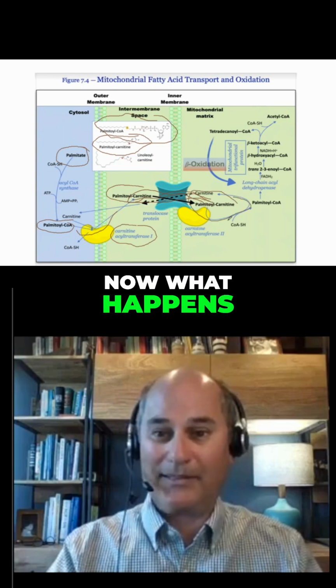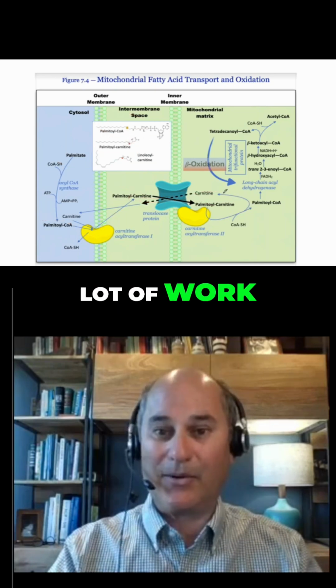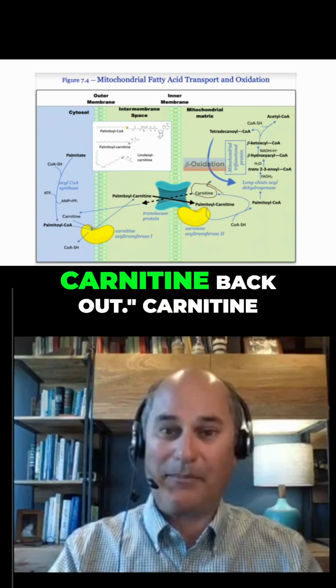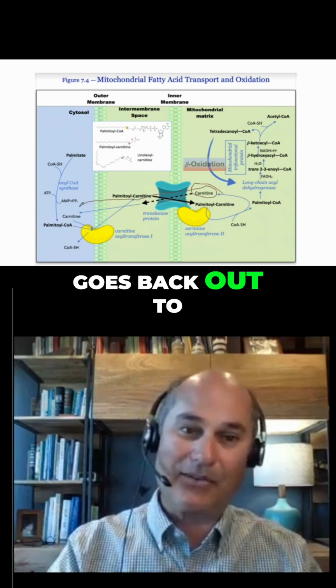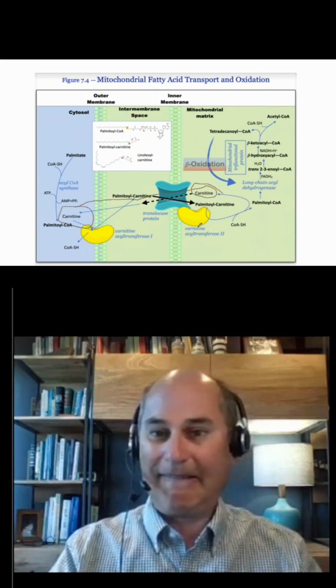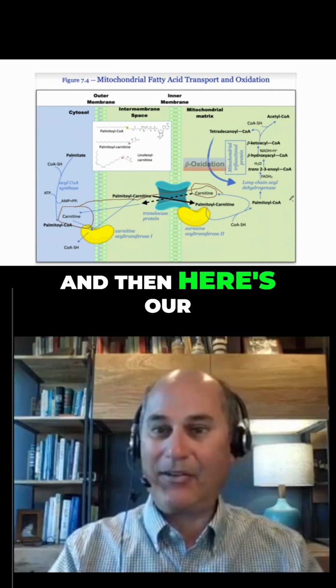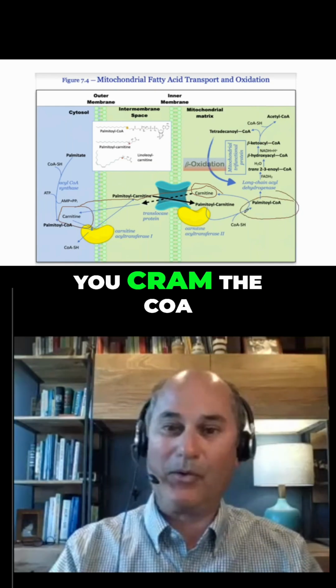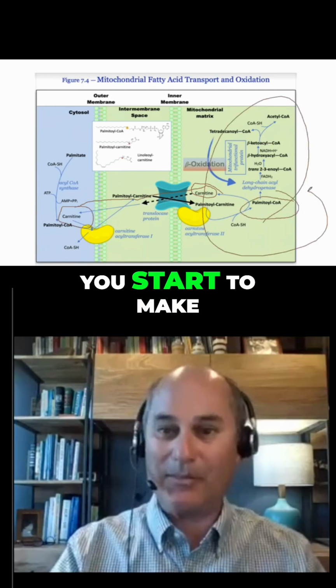Now what happens? Your body's like, okay, well that was a lot of work. I'm going to get my carnitine back out. Carnitine goes back out to grab another fatty acid. And then here's our palmitoyl-CoA. You cram the CoA back on, and then you start to make the fat.